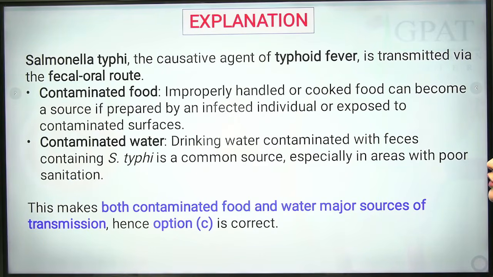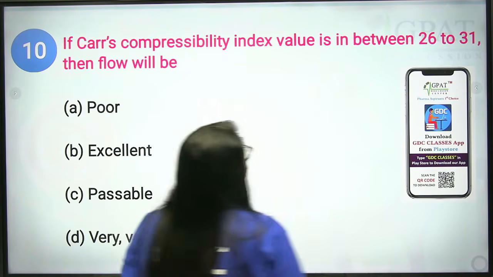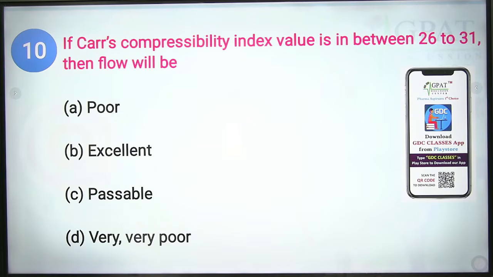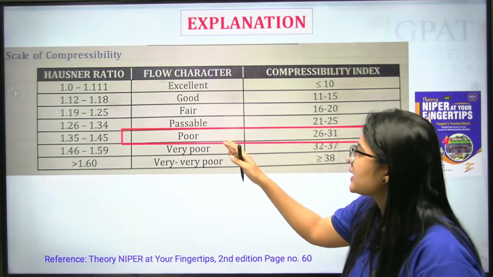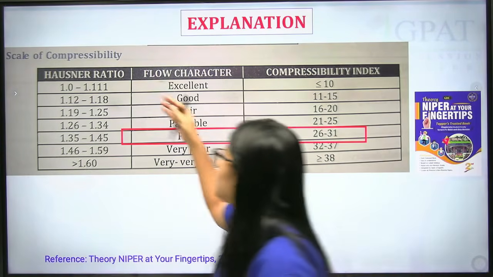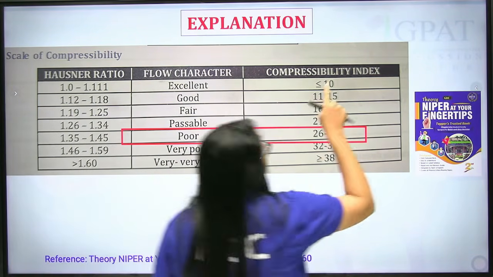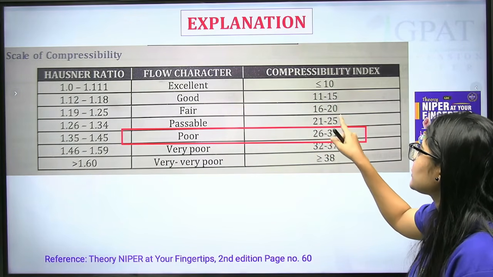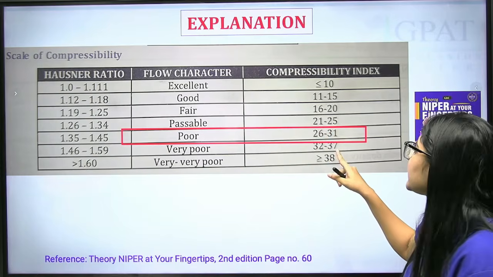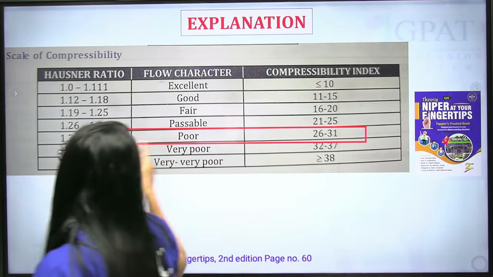Okay? Next question. If Carr's compressibility index value is between 26 to 31, then the flow will be. The easiest question, the correct answer will be option A, poor. You can see this is Carr's index. We have the Hausner's ratio, we have the flow, and we have the compressibility index. So you can see less than 10 will be excellent. Then 11 to 15, 16 to 20, there are 5 point differences. So in the condition of 26 to 31, it will be a type of poor flow.